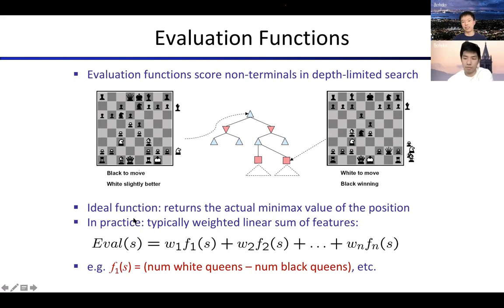But in practice, we usually use a weighted linear sum of features that approximate the actual minimax value in some ways. For example, one of the features for the game of chess could be the number of white queens minus the number of black queens, etc., etc.